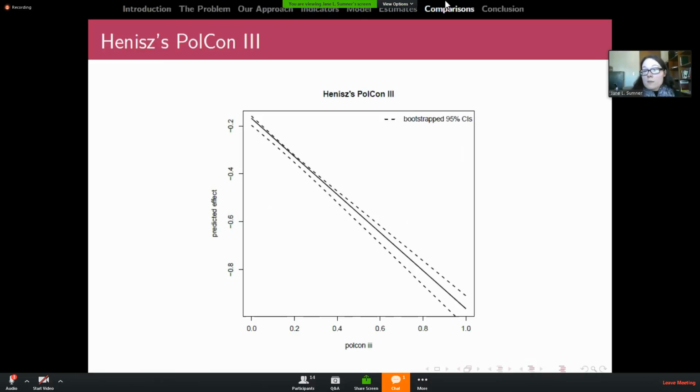Next, this is PolCon 3, and we see very much the same thing. When PolCon is very low, when it's around 0, we see the highest levels of predicted personalism in our model, and this decreases as PolCon increases. So as the constraints increase, the degree of personalism decreases.